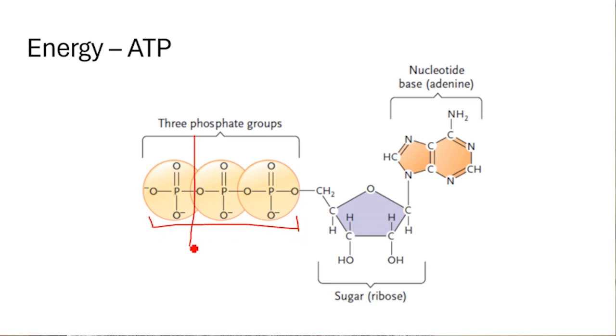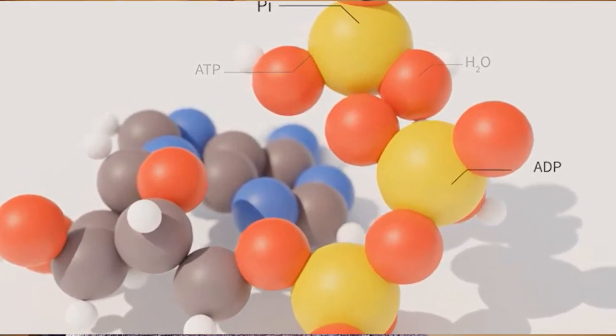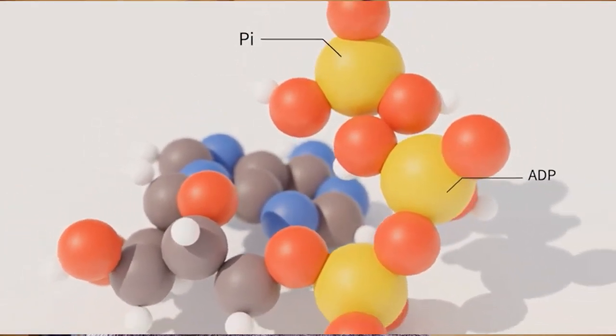And when we break off this last phosphate and it binds to something else like a protein, then it causes that protein to move, and that's how it transfers energy. So when we look at our mitochondria, what they are producing that is so important is these ATP energy molecules.